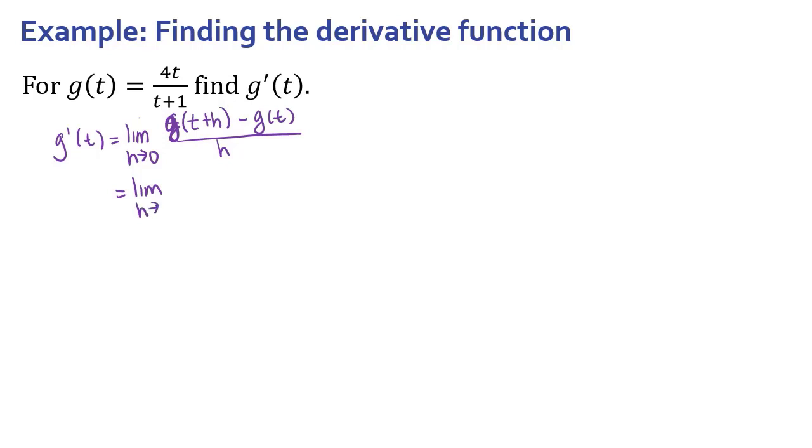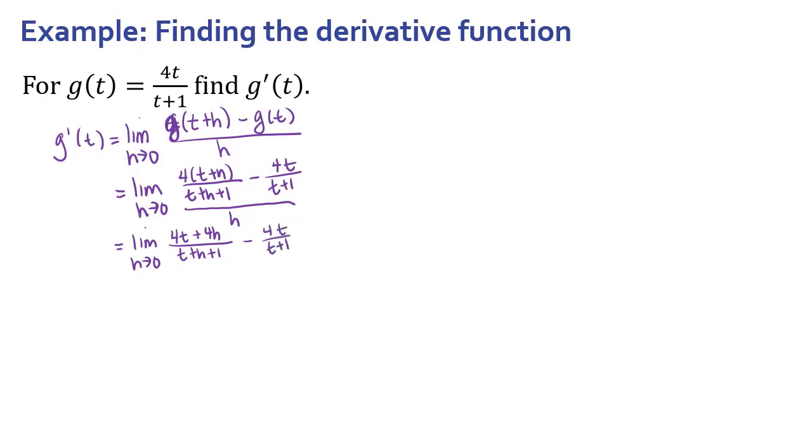All right, so the limit as h approaches 0 of 4 times t plus h over t plus h plus 1 minus 4t over t plus 1, all over h. Holy grossness. Okay, I'm going to just get this numerator multiplied out. So that's 4t plus 4h over t plus h plus 1 minus 4t over t plus 1, all over h. So this looks gross and your heart may be racing a little bit at this point.